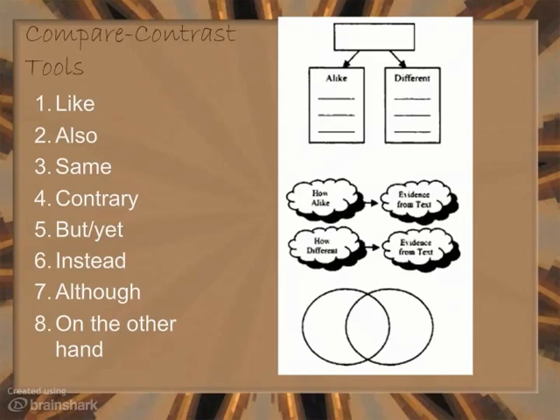Notice some of the words under the tools, like, contrary, but or yet, instead, on the other hand. These are all transition words. Notice the graphic organizers could be a Venn diagram, it could be a T-chart, or even a bubble map of sorts. And you'll often see this in product reviews. So if you're learning about maybe the iPhone, you might see how it's compared or contrasted to other telephones. If you're looking at a movie or a book review, you'll see how it's similar or different to other similar products.